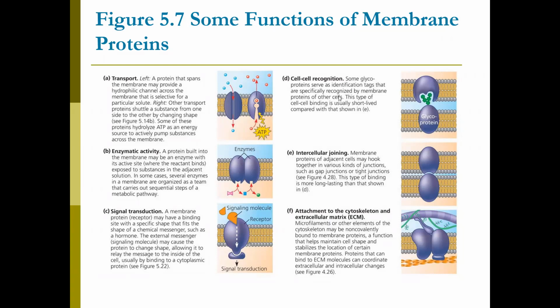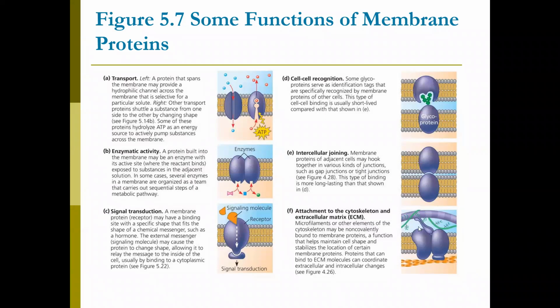We might have cell-to-cell recognition. So this is also another type of communication protein. We might have a receptor site of a protein that might have some sort of carbohydrate side chain sticking out of it. And that's going to allow it to bind to a nearby cell. We might have intercellular joining, so you can see how the receptor sites of both of these transmembrane proteins are going to be providing maybe a gap junction or even a tight junction between the two cells.